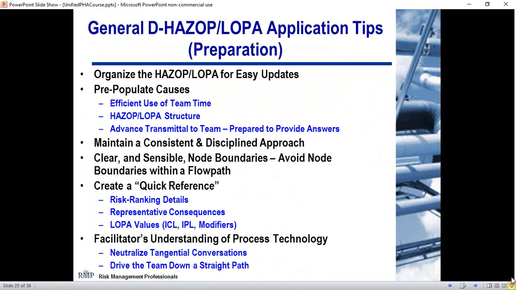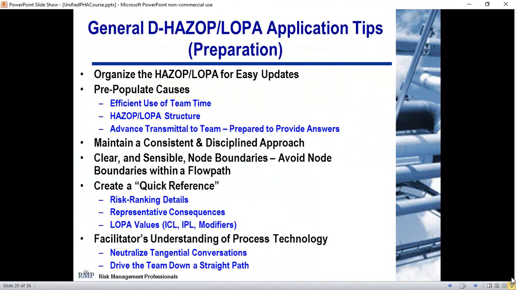What are the system dynamics? What happens when something doesn't work properly? It's looking at things from a very different perspective than what's classically done for the design process. This helps you find weaknesses that may not have been apparent before. Now, that means the design team may not have thought about them, which is why you're doing the HAZOP and LOPA. But if you're pre-populating causes, you can send them to the team ahead of time.